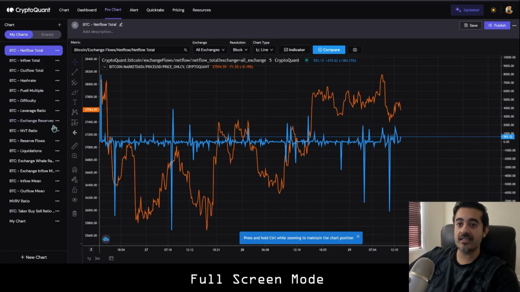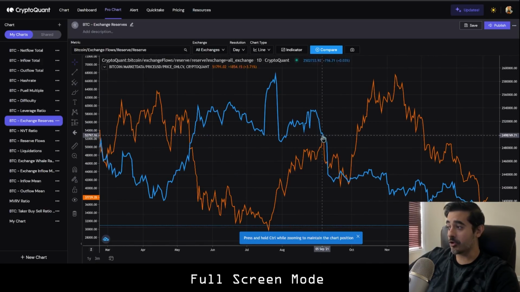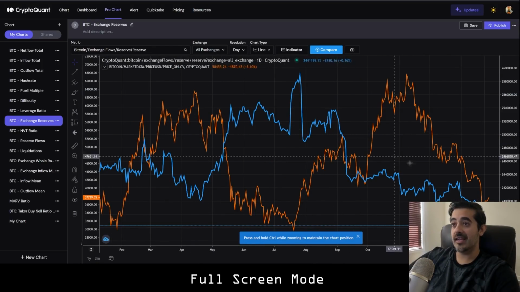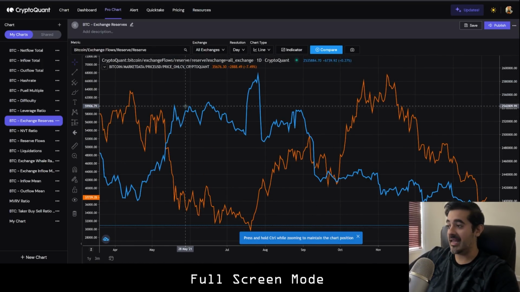If we compare this to the exchange reserves, you can see the correlation, right? You look long term and you start to see that once we hit this dip, we actually hit a new low for exchange reserves in 2021. Now, if we're in 2022, basically 2021 and 2022.